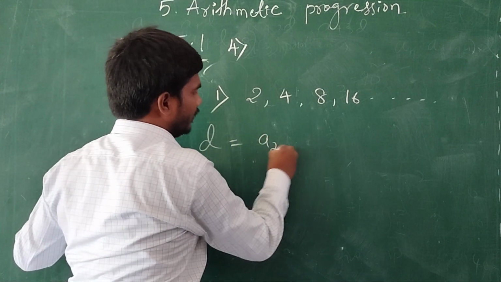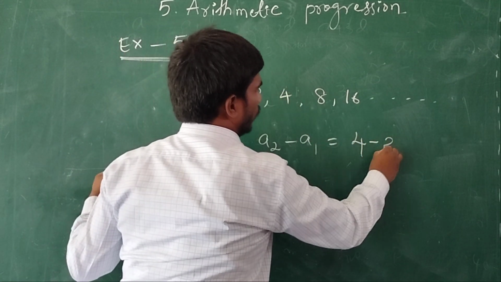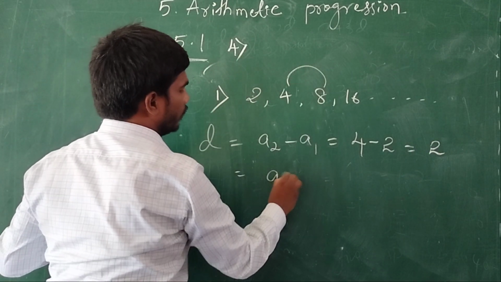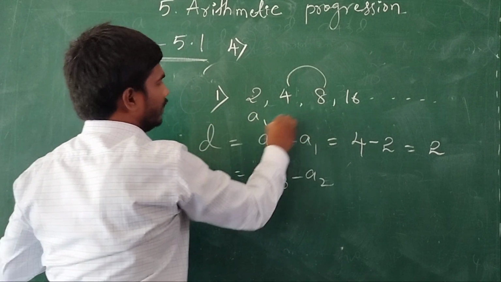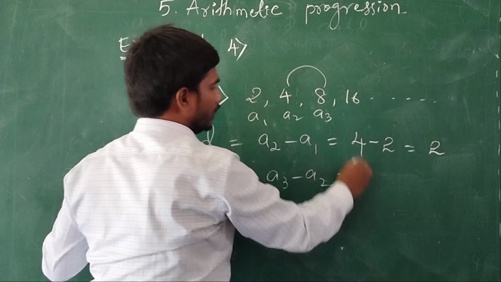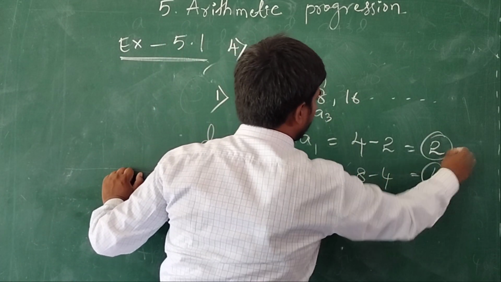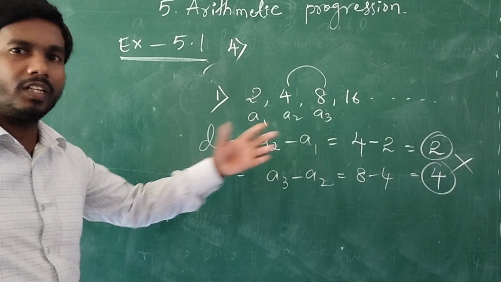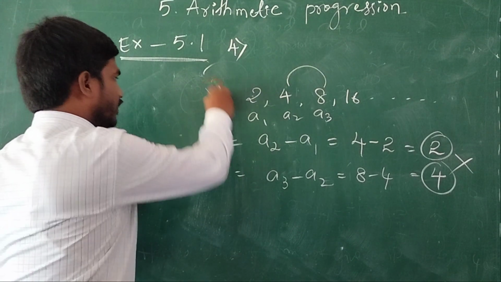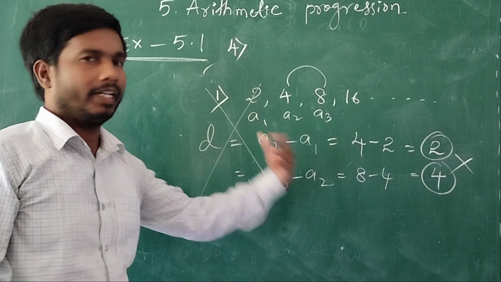So A2 minus A1. What is A2? 4. A1 is 2. So 4 minus 2 is 2. Next, coming to A3 minus A2. First term A1, second term A2, third term A3, like that. So A3 minus A2. What is the third term? 8. 8 minus 4 is 4. So here the common differences are not equal. When the common differences are not equal, they are not in AP. So the first one is not in AP. No need to find the next 3 terms.